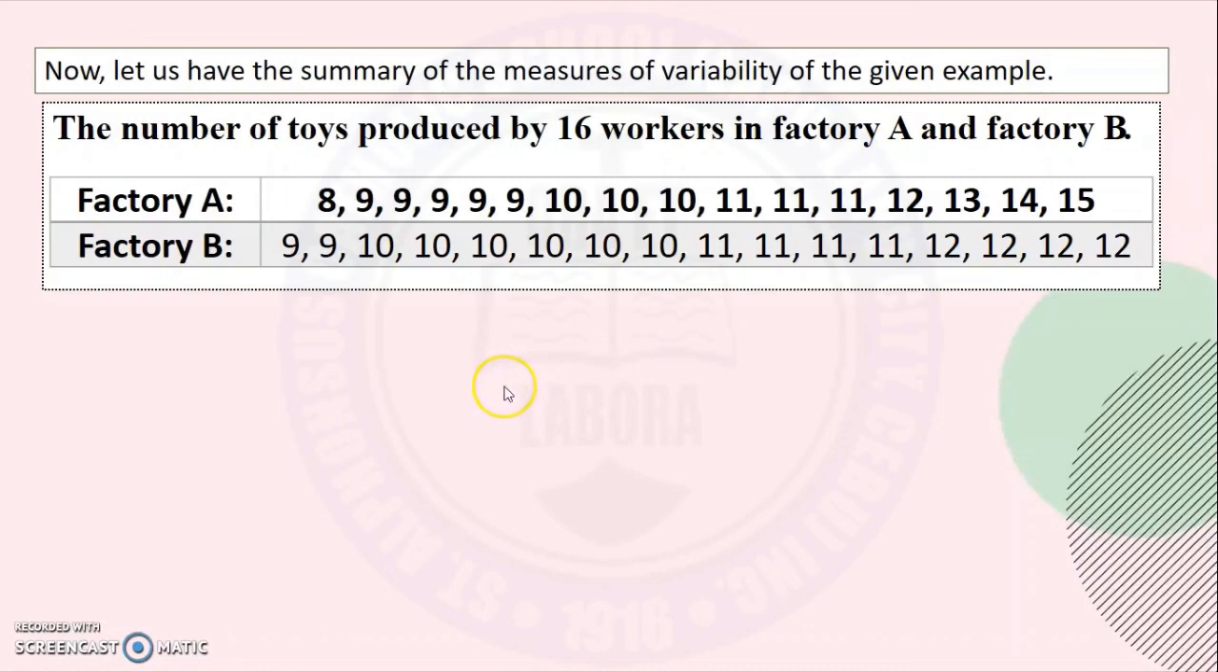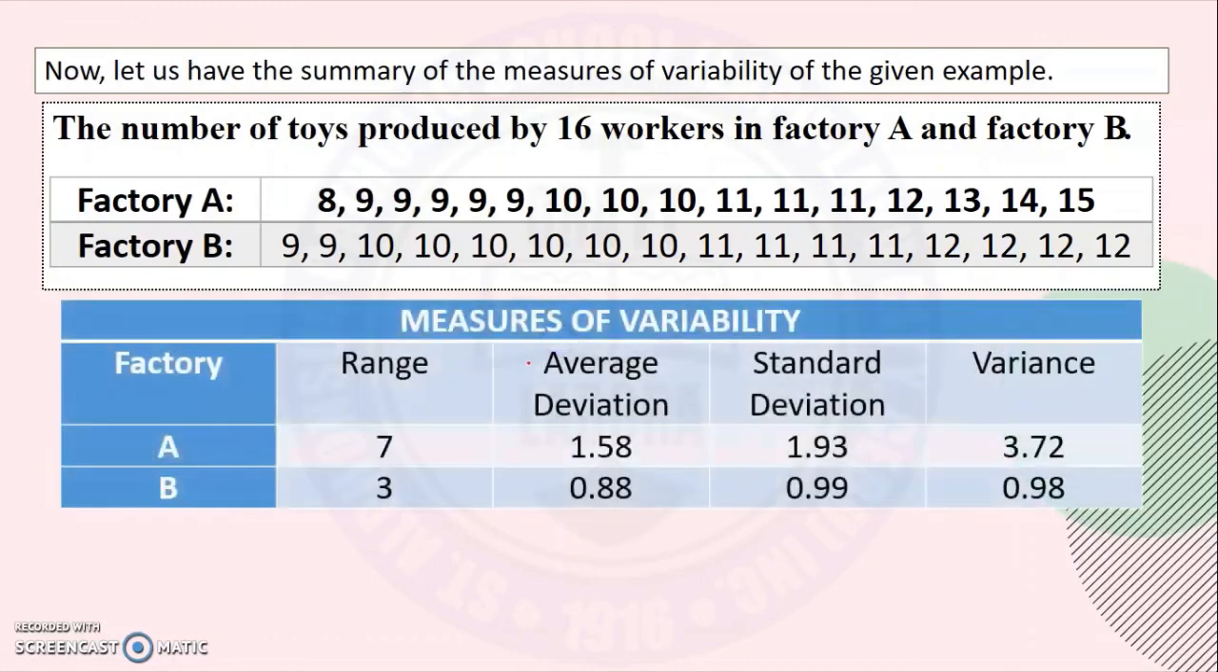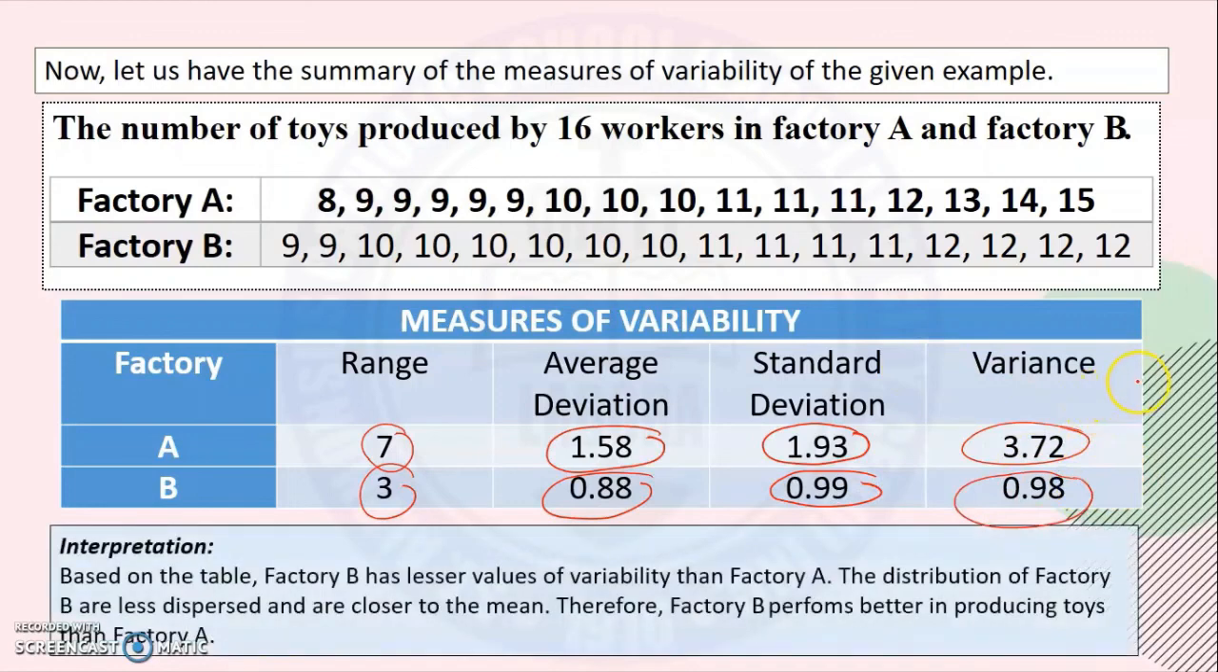Now, let us have the summary of the measures of variability of the given example. We have here again the number of toys produced by 16 workers in factory A and factory B. So, after finding all the measures of variability, we have here the range. In factory A, 7, factory B, 3, average deviation, 1.58 and 0.88, standard deviation, 1.93 and 0.99, and the variance, we have 3.72 and 0.98. Based on the table, factory B has lesser values of variability than factory A. The distribution of factory B are less dispersed and are closer to the mean. Therefore, factory B performs better in producing toys than factory A.